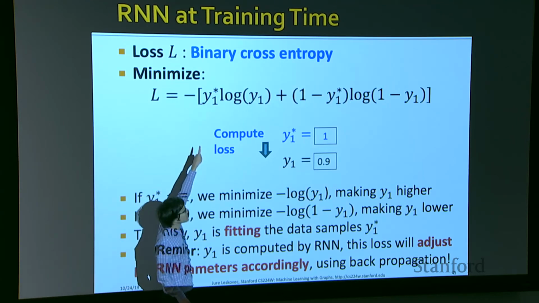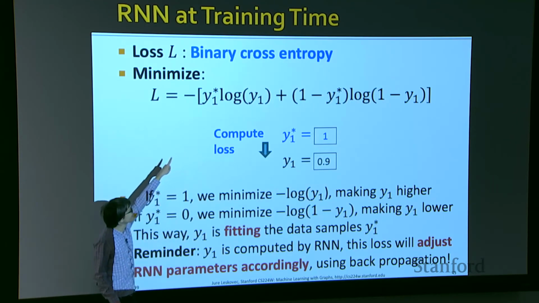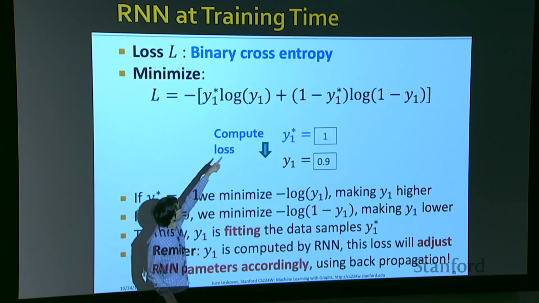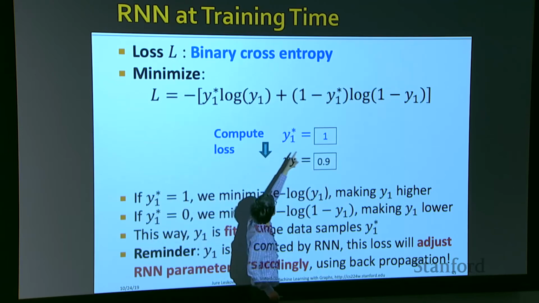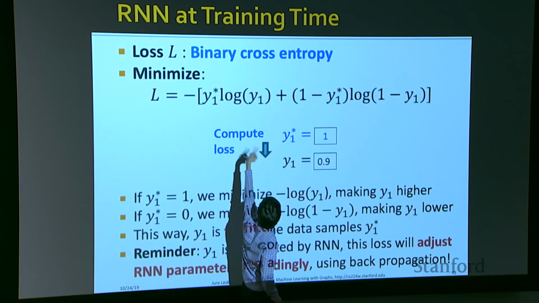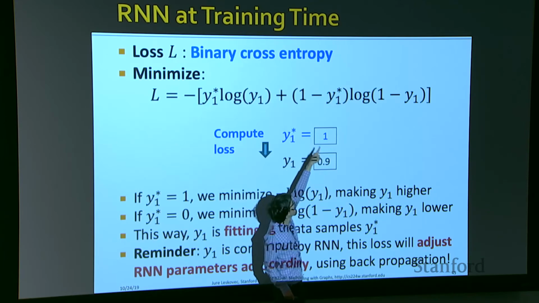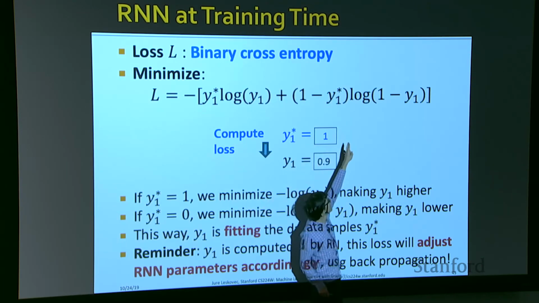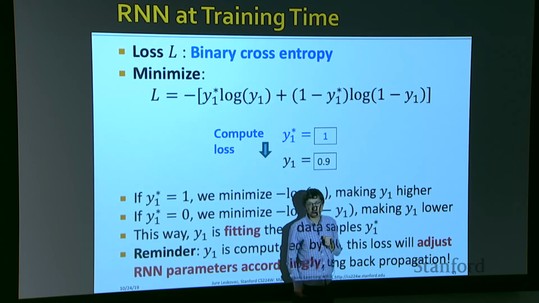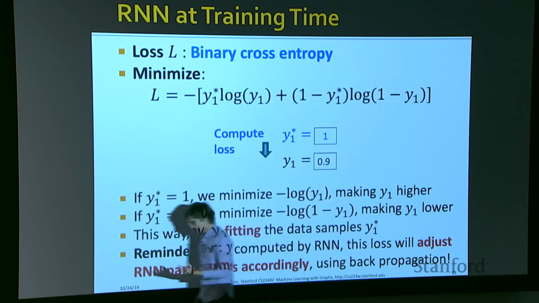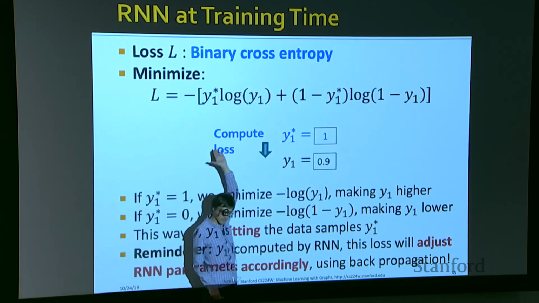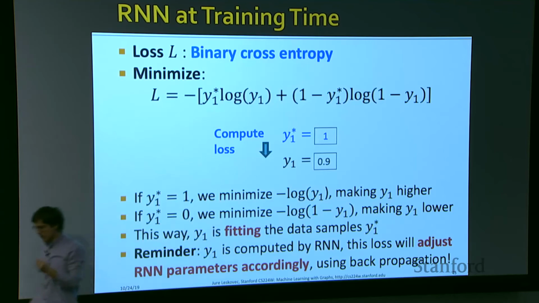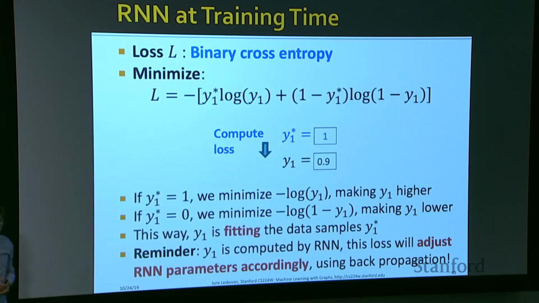If there is an edge, this means y star is 1, then I'm saying what's the log probability that I assigned to that edge. And if there is no edge, then y star is 0, so this term will cancel out. And all that will remain is 1 times log of 1 minus y. So this is now the log probability of not having an edge. This is exactly the same objective function that we talked about in the community detection lecture, where I talked to you about how do you define a likelihood of the graph.